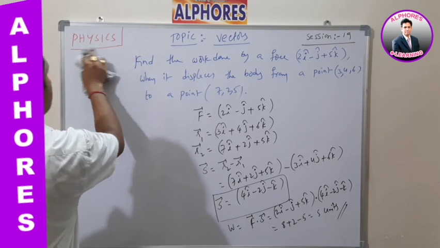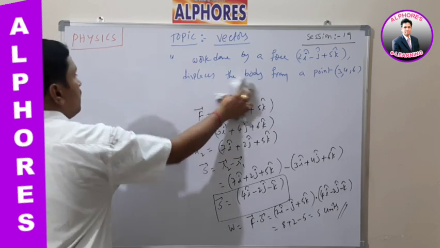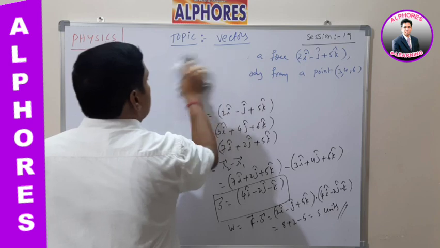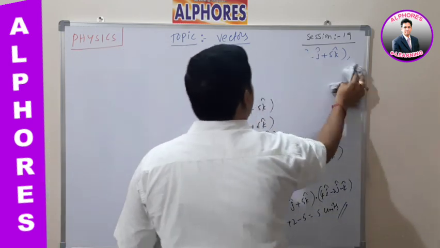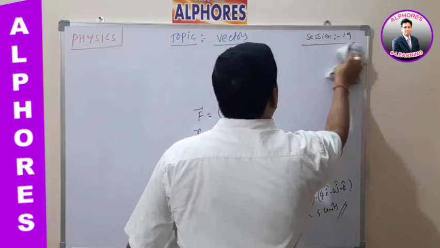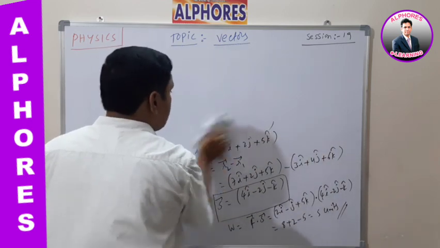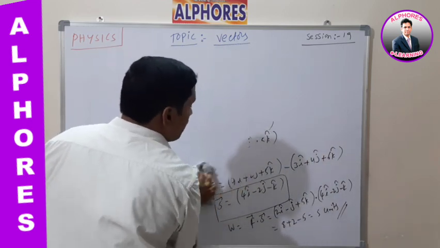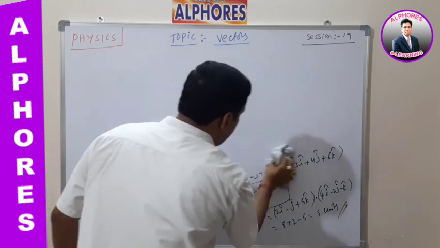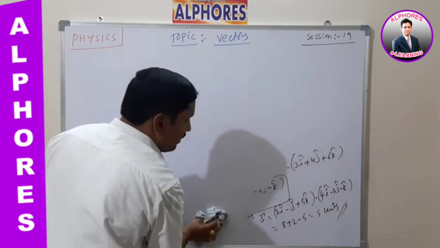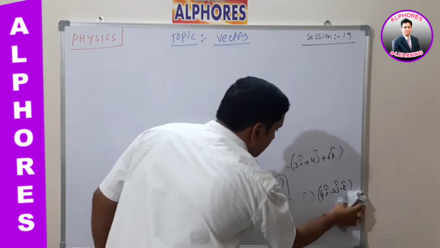I have to go with the third example, the third problem, which is related to the dot product of two vectors. Now listen carefully. Problems related to the dot product are very easy. If you know the properties of the dot product, then solving problems in this concept is very easy. This is the easiest topic in vectors.